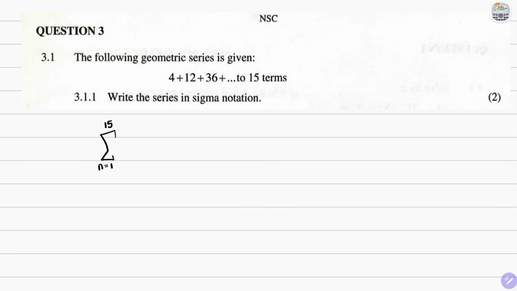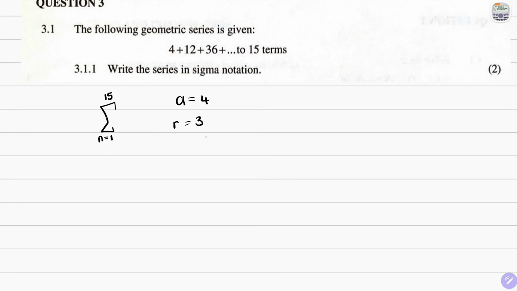So let's just find the Tn formula for this series. The value of a is 4, and the value of r is, so 36 divided by 12 is 3. 12 divided by 4 is also 3. So the ratio is 3. So the general formula for a geometric series is Tn equals a multiplied by r raised to the power of n minus 1. So this is Tn equals 4 times 3 raised to the power of n minus 1.